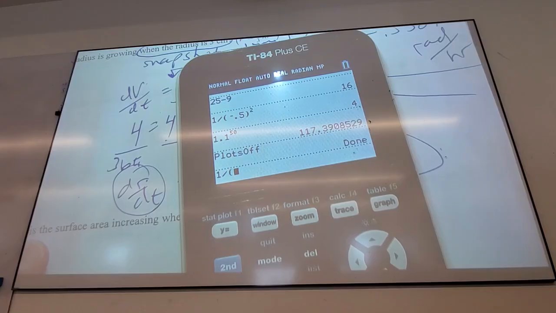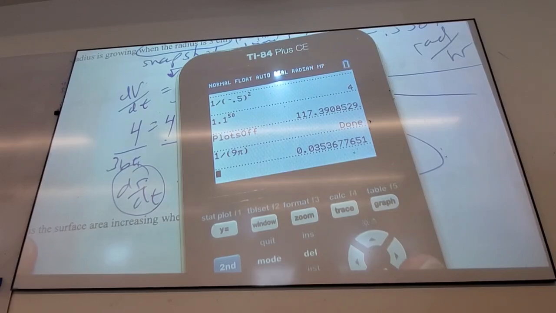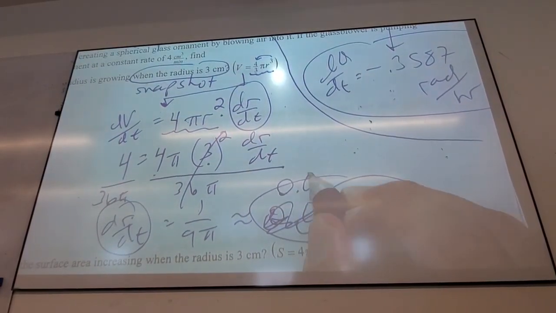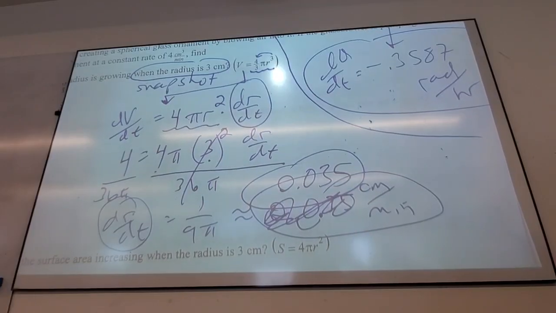1 divided by, parentheses, 9 pi. You gotta put it in parentheses. Don't make that mistake. 0.035. Yeah, you have to put it in parentheses. 0.035. Is everybody able to get that?